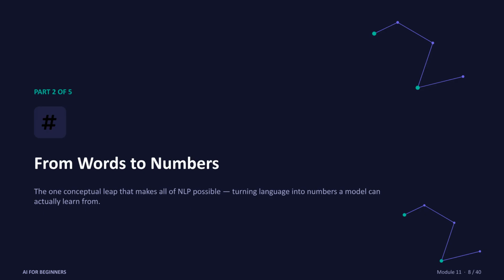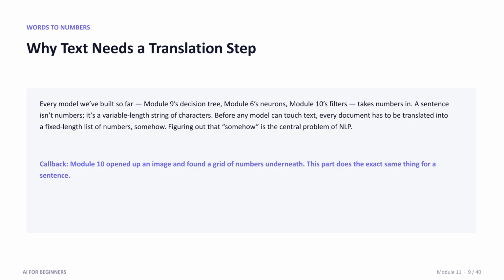In part 2, we move from words to numbers. This is the crucial step that allows any machine learning model to process and learn from natural language. Why do we need a translation step? Because models require numerical inputs, but language consists of variable length strings of characters. We must convert these into fixed length lists of numbers.